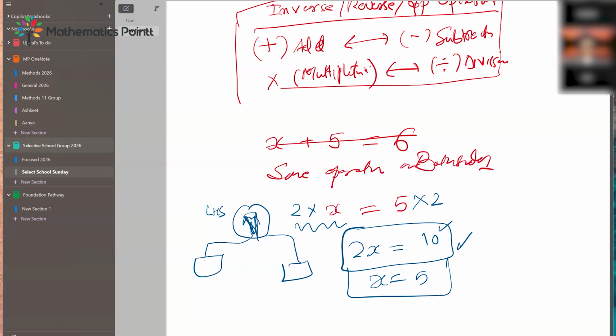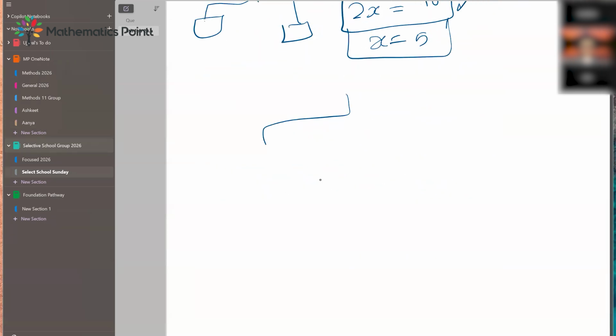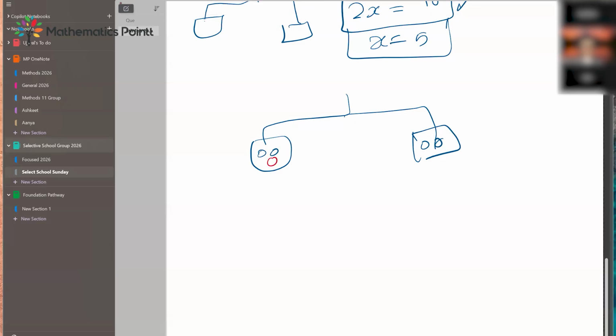So it's just like a balance. If you have a balance, let's say you've got 2 stones here and 2 stones here. The moment you add 1 extra stone here, you need to add the same stone on the other side so that the balance always remains in the center. That is what a linear equation is all about: maintaining the balance.